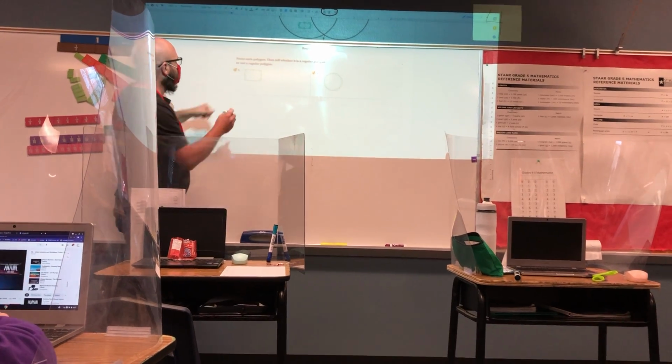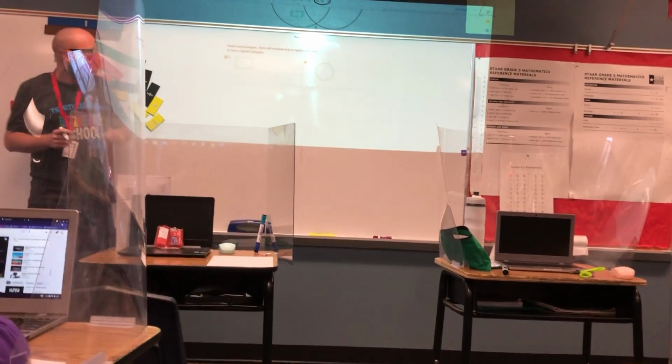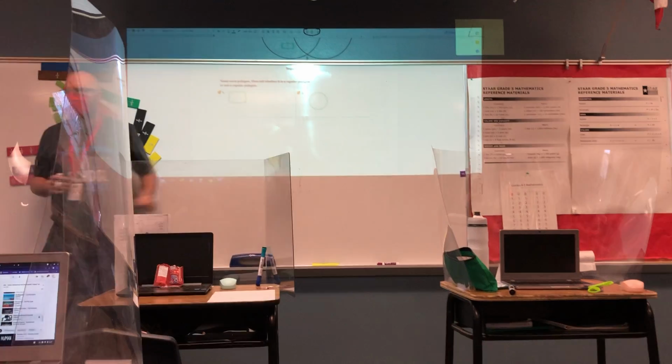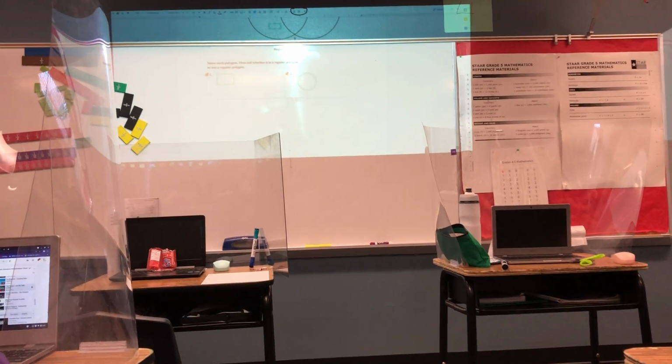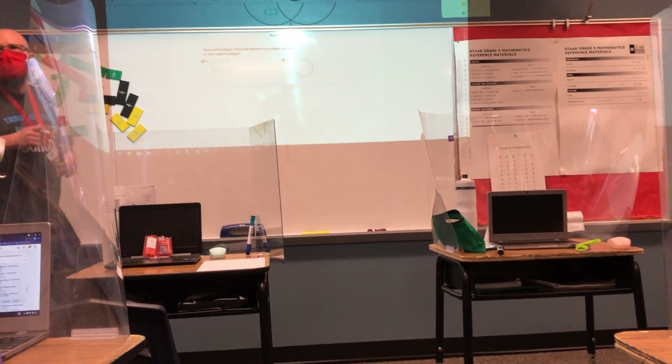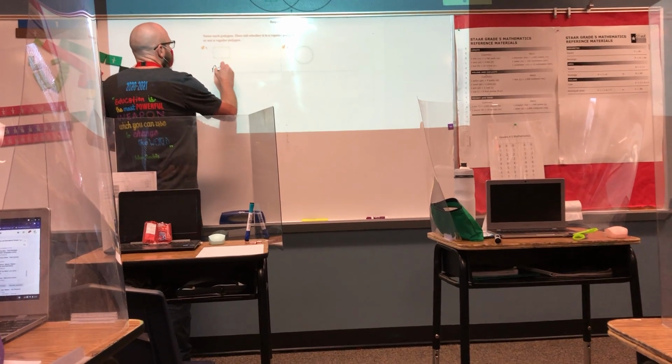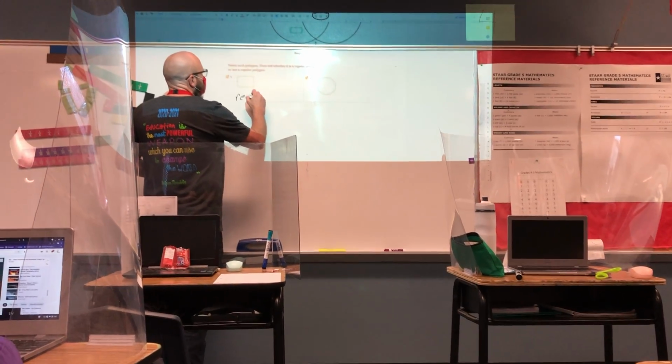Is it a square? Do they have the same number of dashes on all 4 sides? No. So what shape is it? Okay, it is a rectangle. It is a quadrilateral.